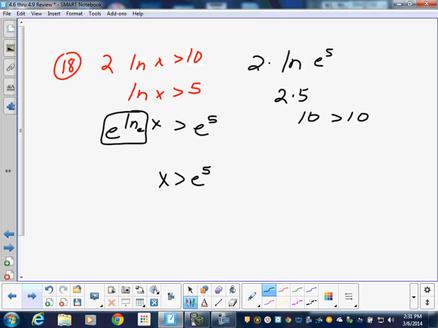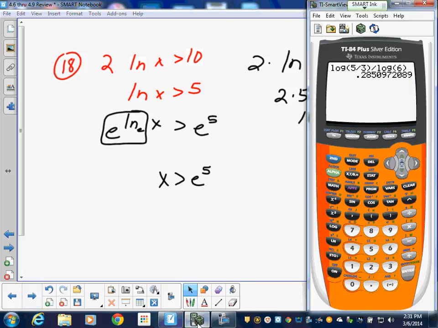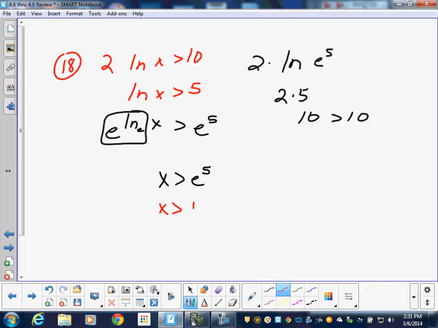The reason that's not going to be my final answer is because you have to figure out what e to the 5th is. And again, I'm back to that concept of understanding that you have to use some form of technology to figure out what e to the 5th is. And that's 148.41. So x is greater than 148.41. It's going to be written like this: 148.41, comma, infinity. It's going to be a parenthesis, because that's that.